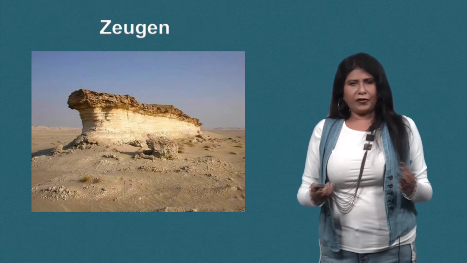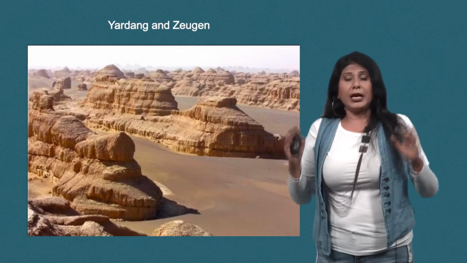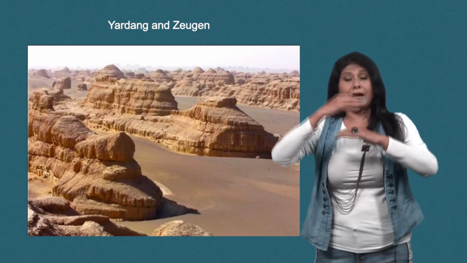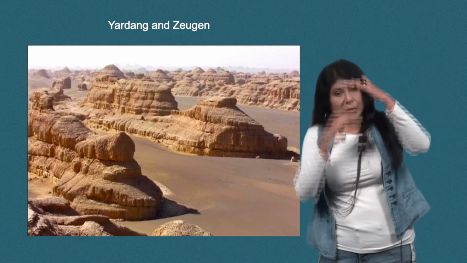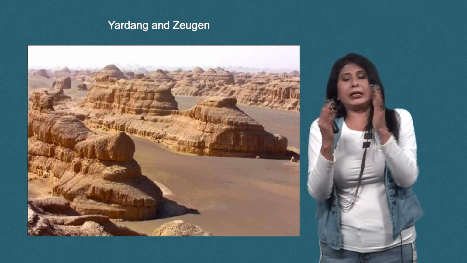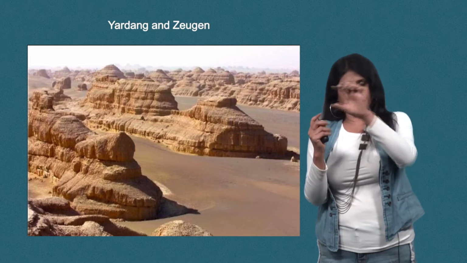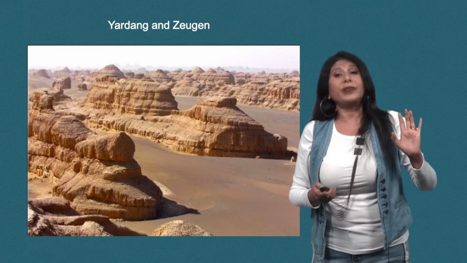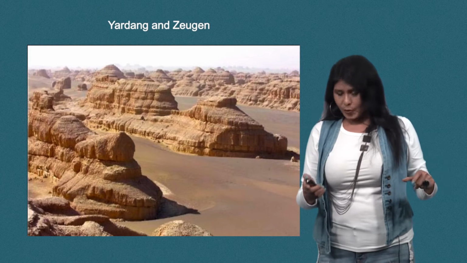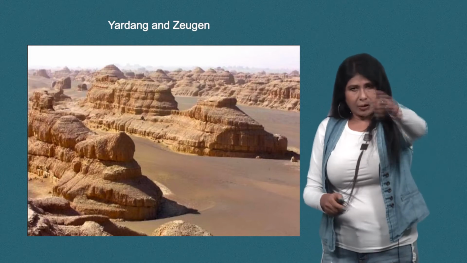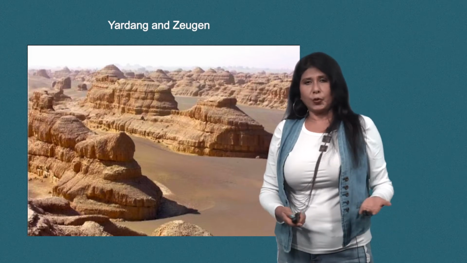The difference between Zeugen and a yardang is, in case of Zeugen, the hard rock and soft rock are arranged vertically. On the top is the hard rock and below is the soft rock. So it is creating a kind of a pot with a cap. Whereas in case of yardang, we have parallel hard and soft rock, and that's why the hard ones have remained as long ridges and the softer ones have got eroded.